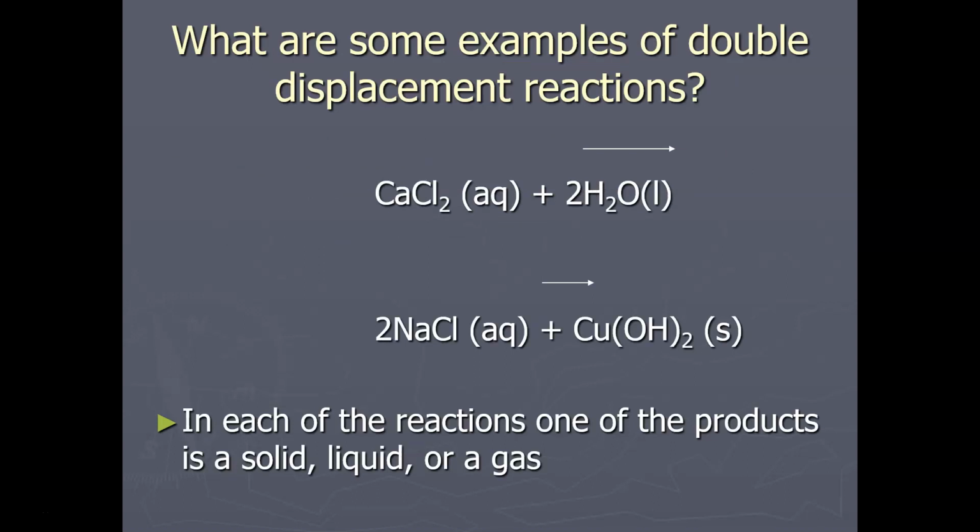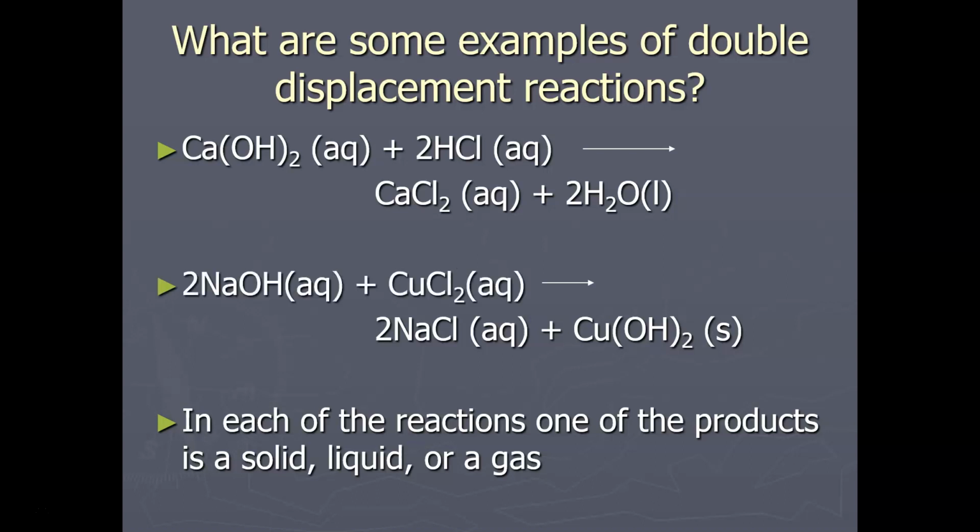So what are some examples of double displacement reactions? So we have calcium hydroxide, aqueous, plus hydrochloric acid, producing calcium chloride and water. We could also have sodium hydroxide plus copper 2 chloride, producing sodium chloride and copper 2 hydroxide. Now you will notice that in each of these reactions, one of the products is a solid, liquid, or a gas. We had water here that's always going to be a liquid, and we have copper 2 hydroxide, which is going to be a solid.